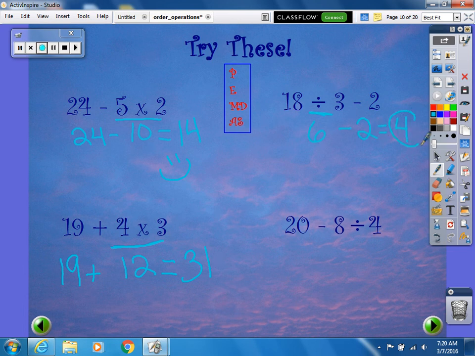And our last one, you can't start with 20 minus 8. You have to do 8 divided by 4 because division comes first. 8 divided by 4 is 2. 20 minus 2 is 18.